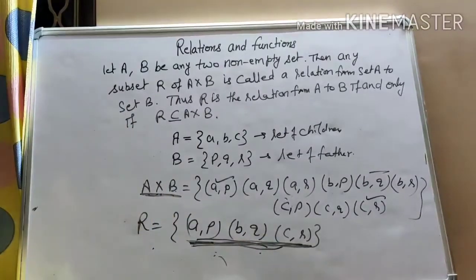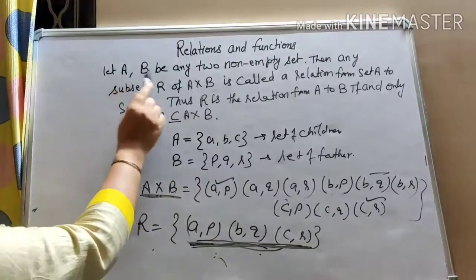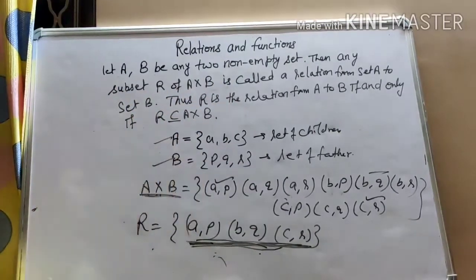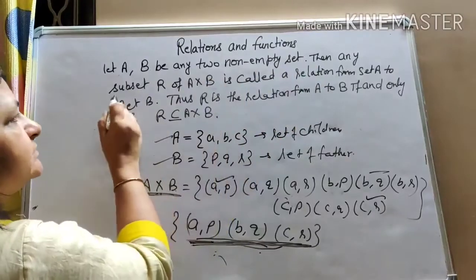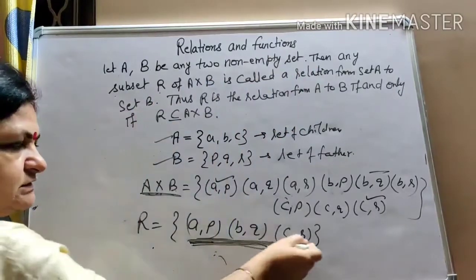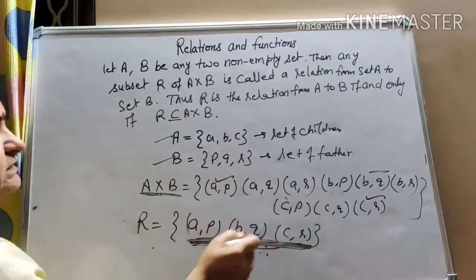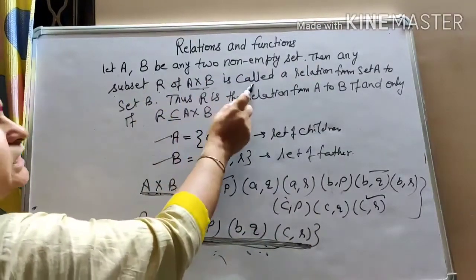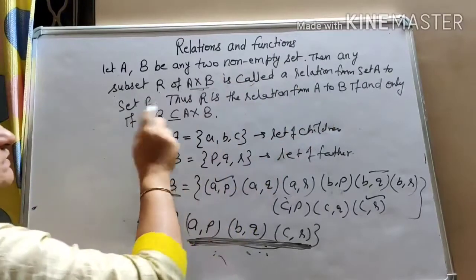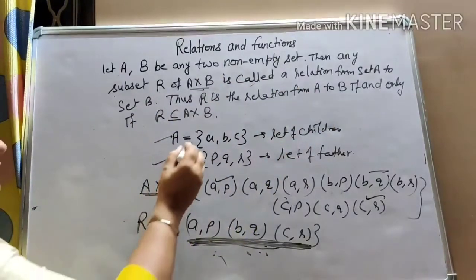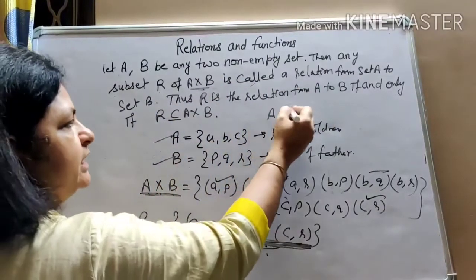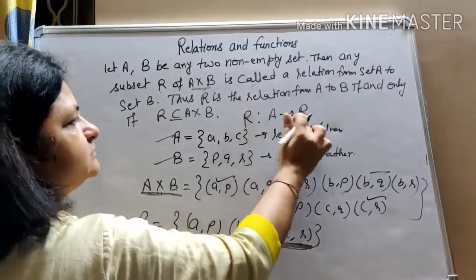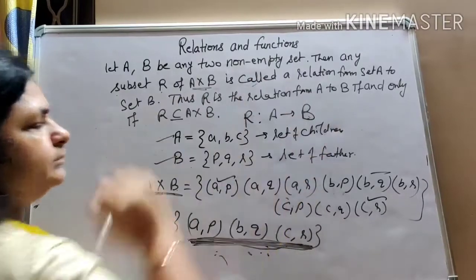Now come to the definition. Let A and B are two non-empty sets. Yes, here we have two non-empty sets. Then any subset R, it means we are talking about this set. Any subset R of A cross B is called relation from set A to set B. Relation is from A to B.